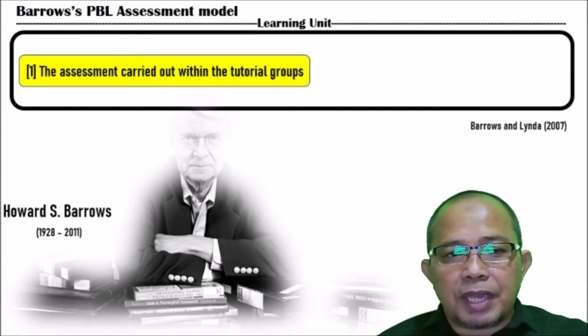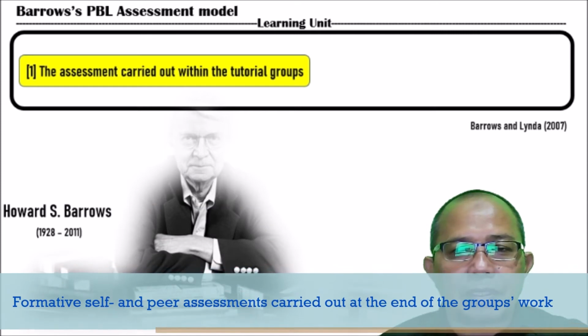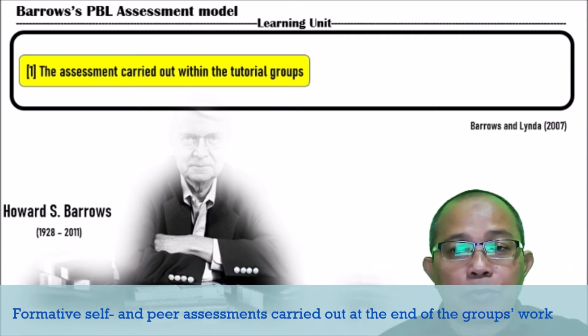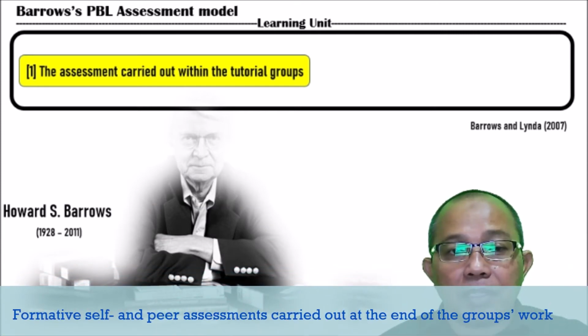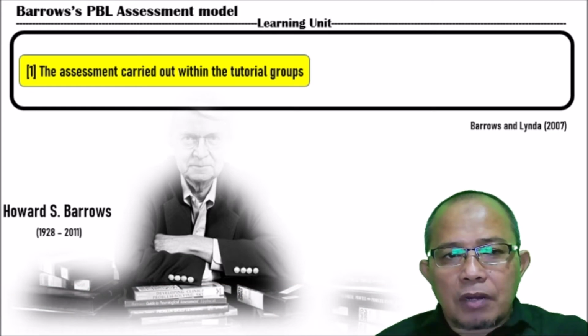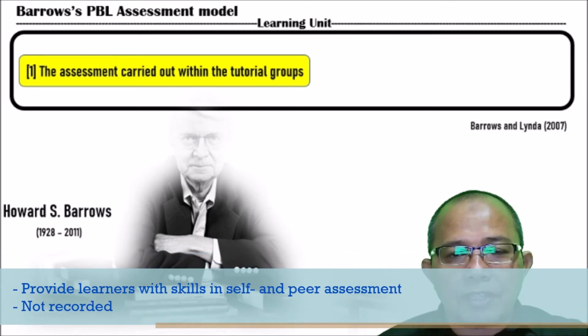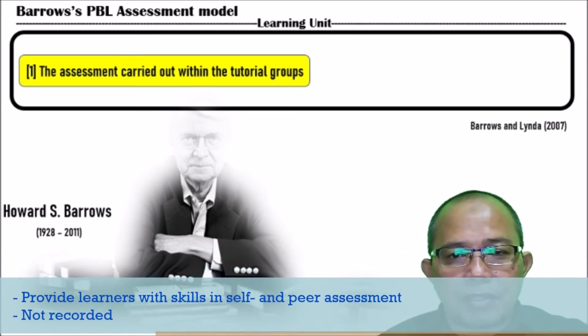One, the assessment carried out within the tutorial groups. These recurrent formative self and peer assessments, carried out at the end of the group's work with each problem, are designed to provide each group member with awareness and feedback about problems in their performances so that corrective measures might be undertaken. They are also designed to provide each learner with skills in self-assessment and the assessment of others.